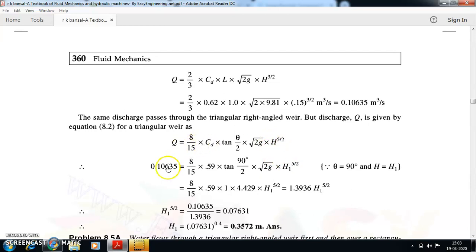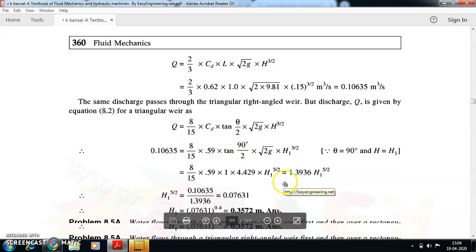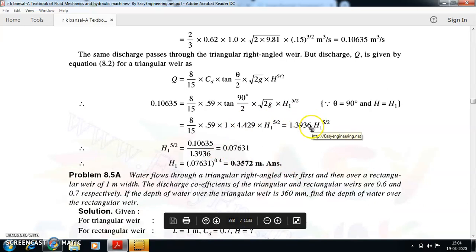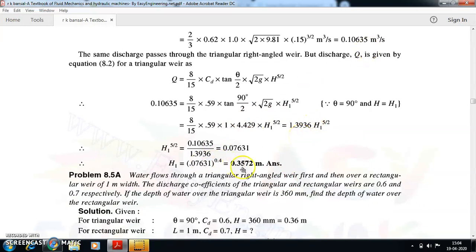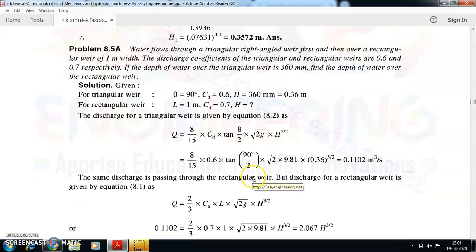So just substitute. Q value is 0.10635, Cd is 0.59 for the triangle, and theta is 90 degrees. H I need to find. So by proper substitution and simple mathematics, you can actually get the H value as 0.3572 meters. That's it. So the problem is a simple problem. There should be no confusion. Such problems are more prone for your examination.